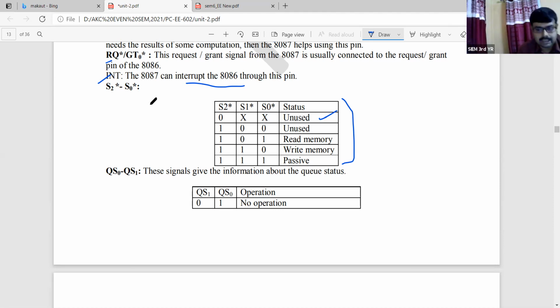And the last combination, if the three pins, that means the three status signals, S2 bar equals 1, S1 bar equals 1, as well as S0 bar equals 1, if you check the status, we are getting the passive operation. So this is a very important chart.